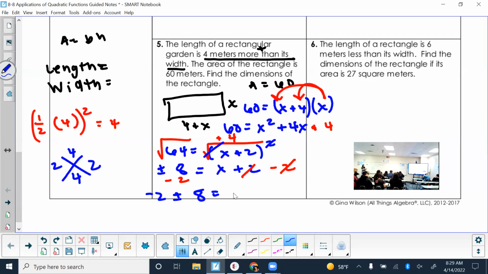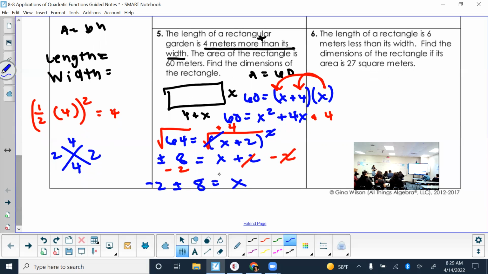We'll solve for both cases. On the right, we just have x. So then my solutions will be -2 plus 8. What's that? And then -2 minus 8. What's that? One of these answers doesn't make sense though in the context of like a real world problem. Which one doesn't make sense? Good, because I can't have a negative measurement on this.